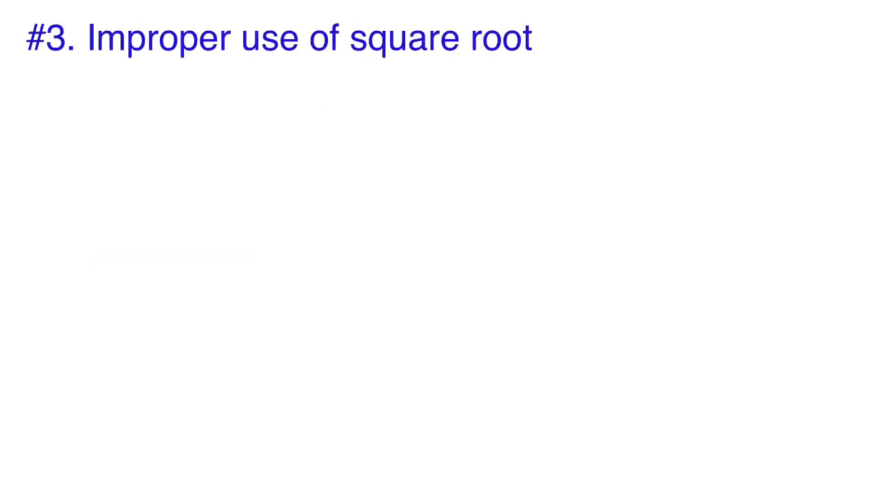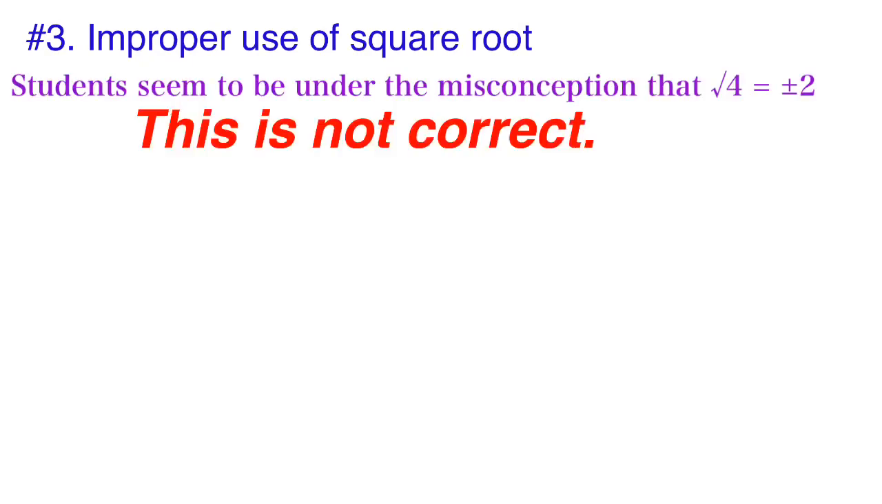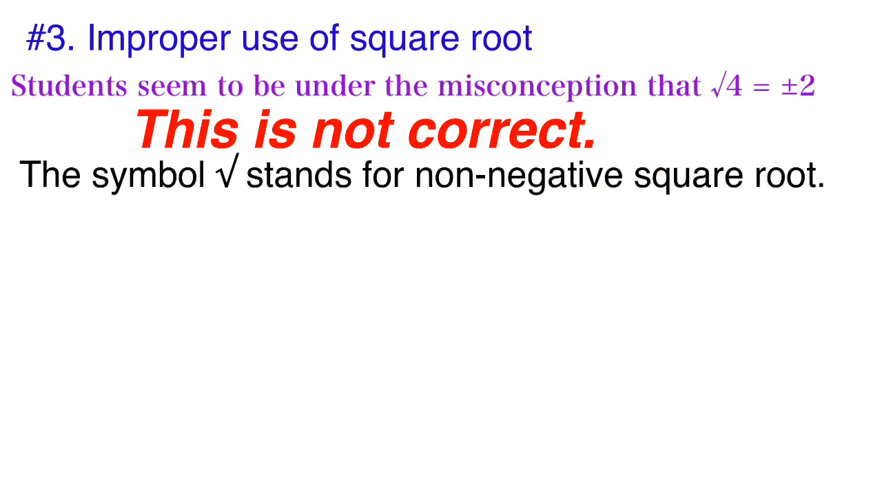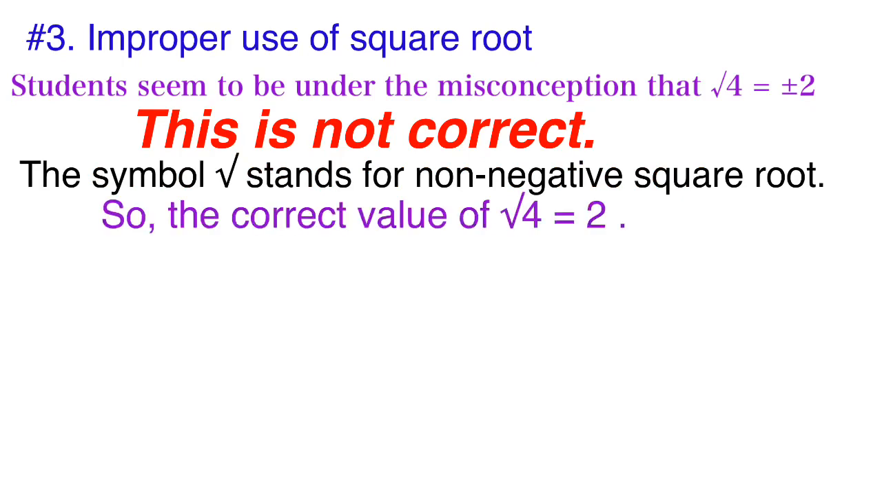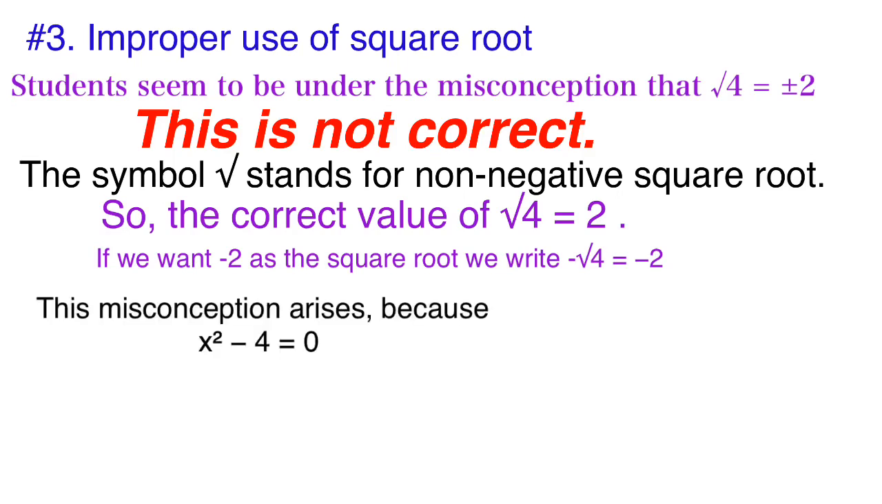Improper use of square root. Students seem to be under the misconception that root 4 is equal to plus minus 2. This is not correct. The symbol radical stands for the non-negative square root. So the correct value of root 4 is 2. If we want minus 2 as the square root of 4, we write minus root 4 is equal to minus 2.